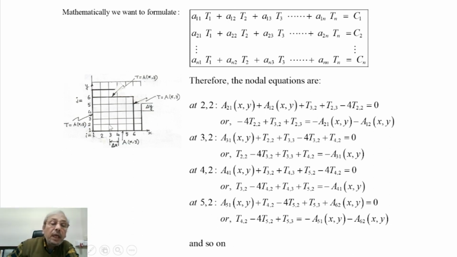Similarly, at the point 3, 2, we write A31 plus T22 plus T33 plus T42 minus 4 times T32. And again, we transfer the known term on the right hand side and rearrange these terms, the unknown terms, that means unknown temperatures, with their appropriate coefficients on the left hand side.